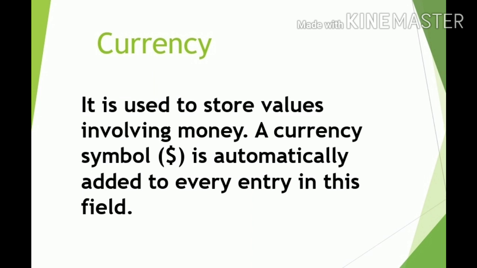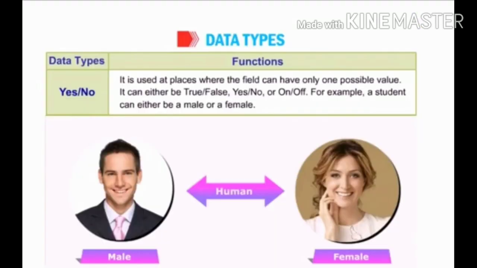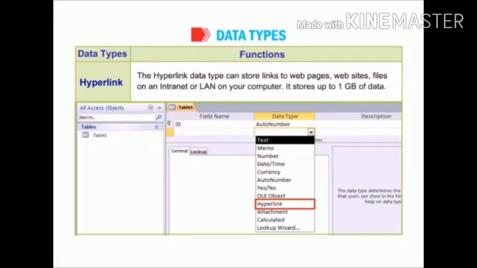A currency symbol is automatically added to every entry in this field. Yes or no. It is used when there are only two possible answers. Hyperlink. It is used to store websites or email addresses.